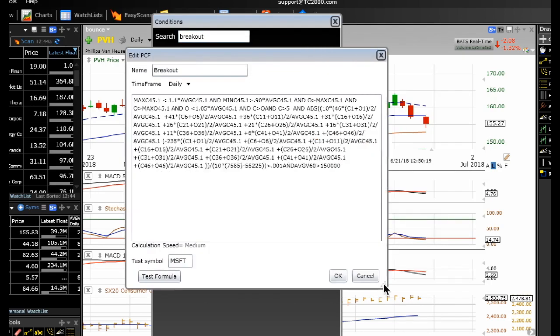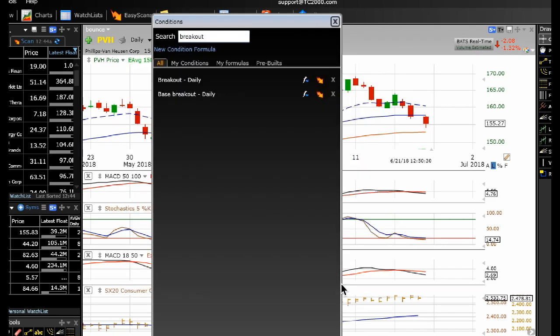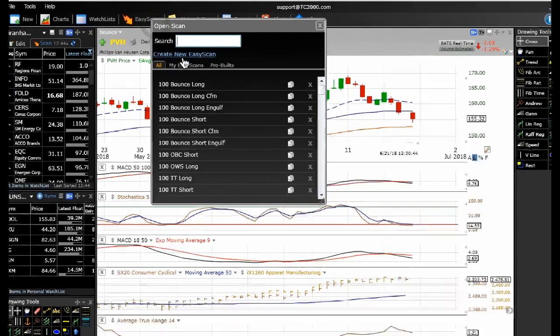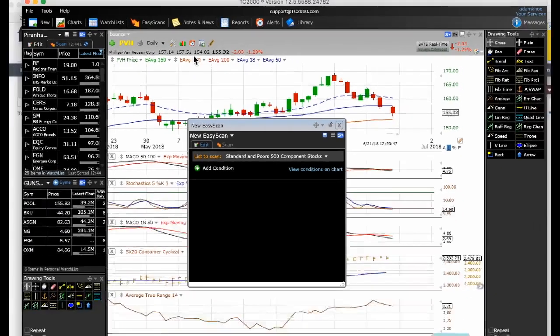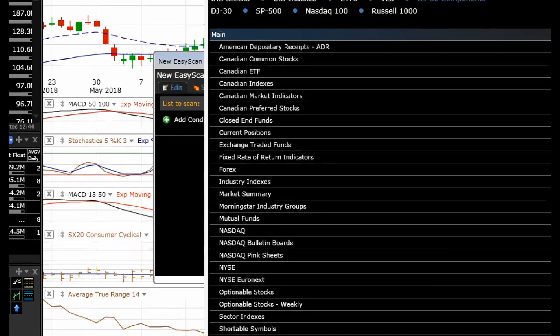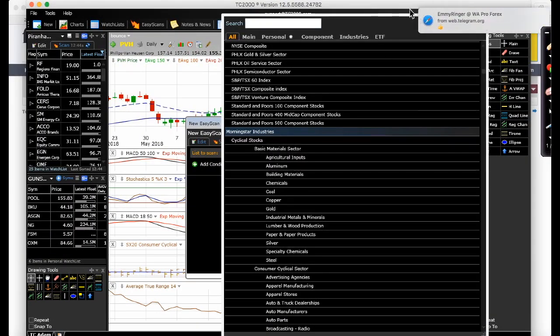Okay, so this is the formula. All you got to do is to copy this formula, paste it in the PCF script and call it breakout and click OK. So once you've done that, you've created a PCF script for breakout. Okay, that's step one. Step one, create a PCF script in the library. Step two, create an easy scan. So click on easy scan, create new easy scan, scan all US stocks. Hold on.